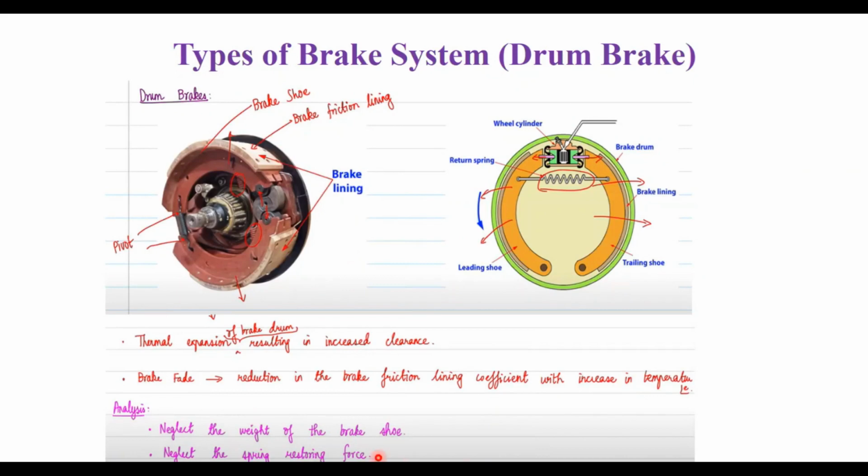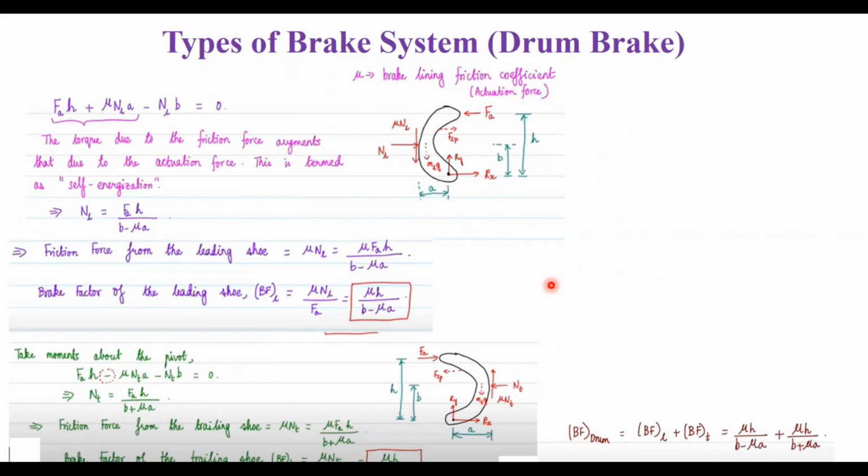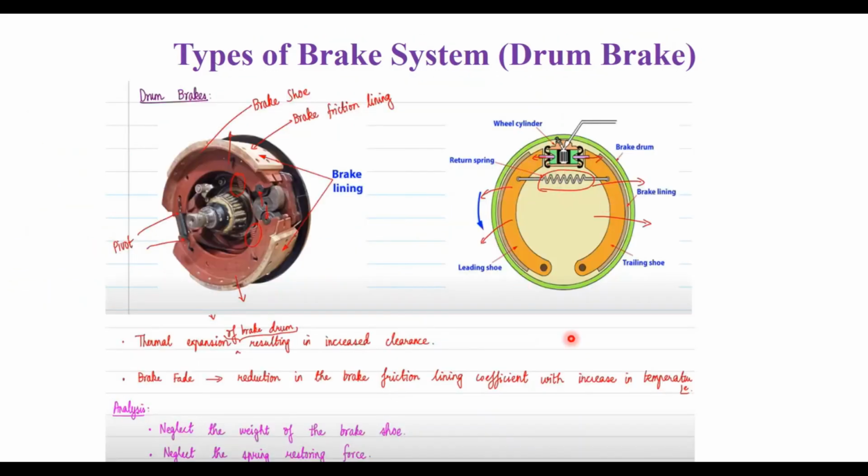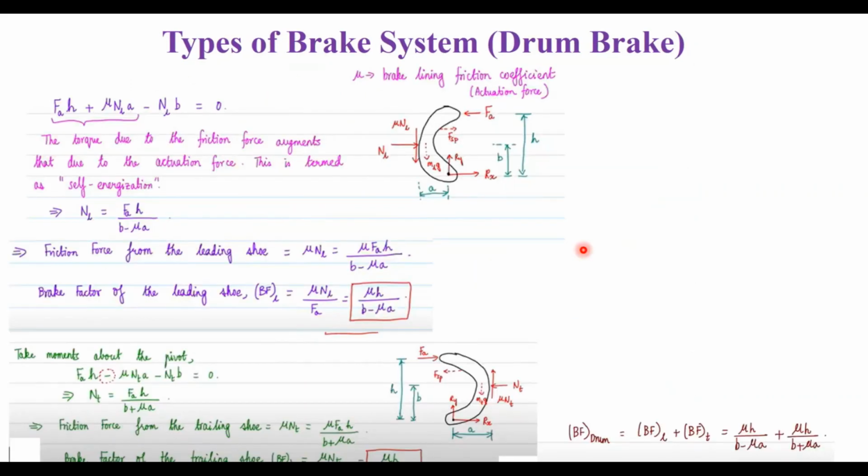Now let us do some analysis, neglecting the weight of the brake shoe. I'm not considering the brake shoe weight, and I'm neglecting the spring retention force. Now what happens? We are going for a simple free body diagram where nu is the brake lining coefficient. Now I am applying the actuation force here. This is the leading brake shoe, and this is the trailing brake shoe. I'm taking the leading brake shoe first and then the trailing brake shoe, and I'm adding these two brake shoes to find out the effect.